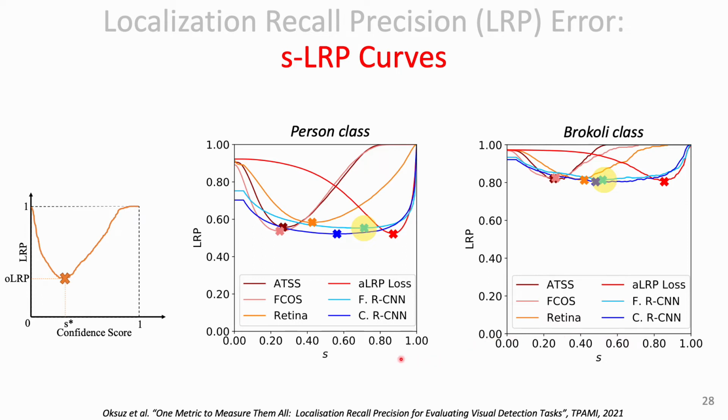We can draw an important conclusion from these curves. These S-curves suggest that detectors should have different thresholds for different classes. Why? Because the optimal LRP values are obtained for different thresholds, for different classes. Moreover, we see that detectors provide very similar optimal LRP values for the broccoli class, whereas that is not the case for the person class.